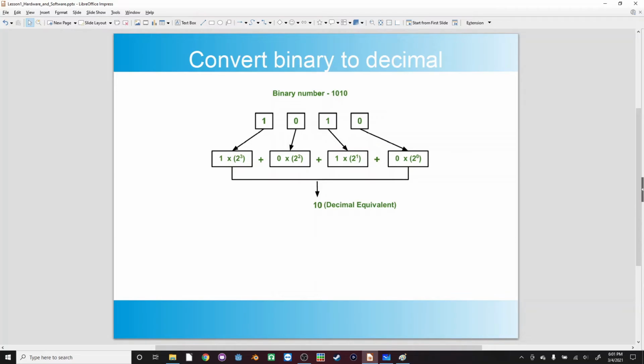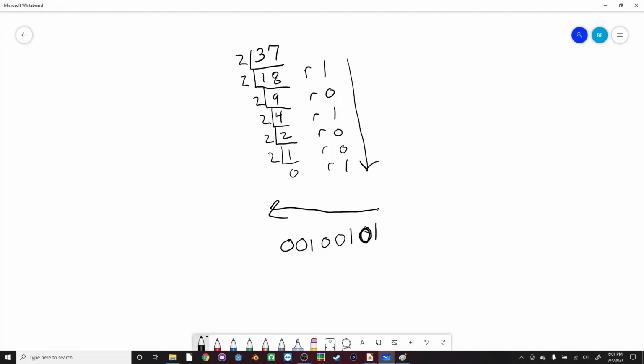And we're just going to multiply it by the value, so 1, 0, 1, 0. And then we're just going to add each product together. We're going to add the product of this plus this plus this, and it equals 10. So let's go ahead and reverse this and start with our number. We know it's going to get to 37, but let's do the math to explain it out.